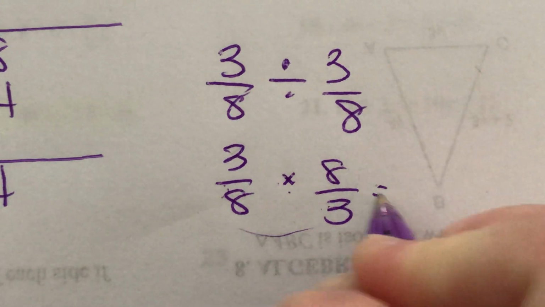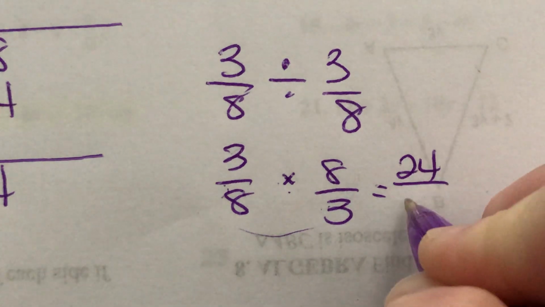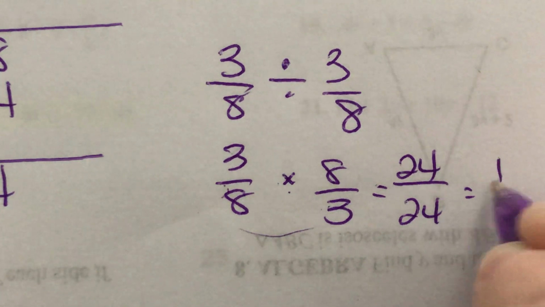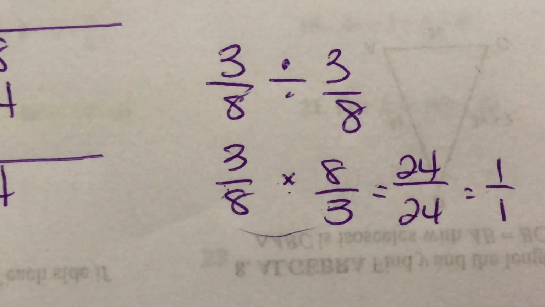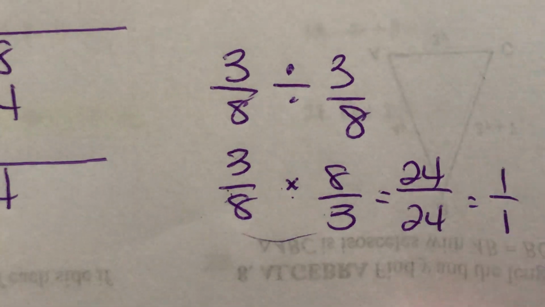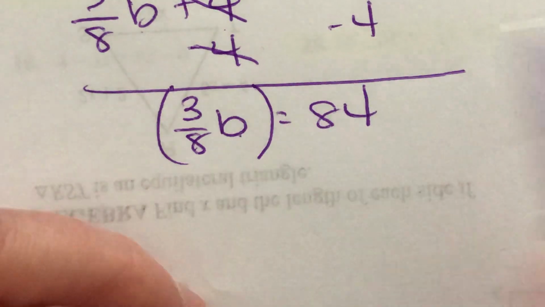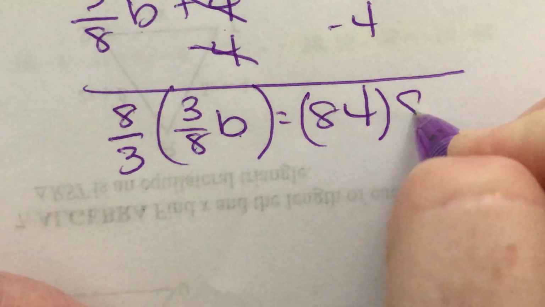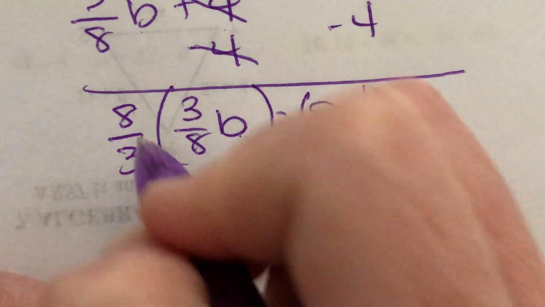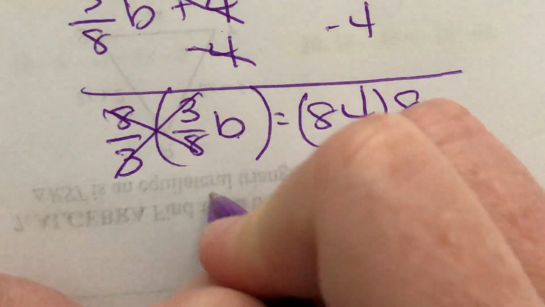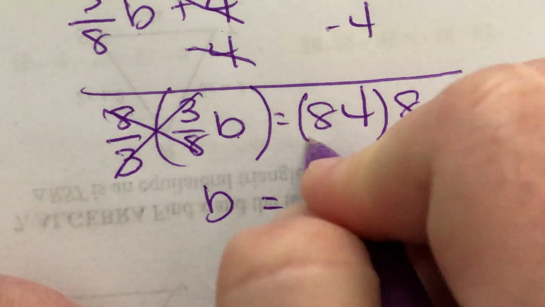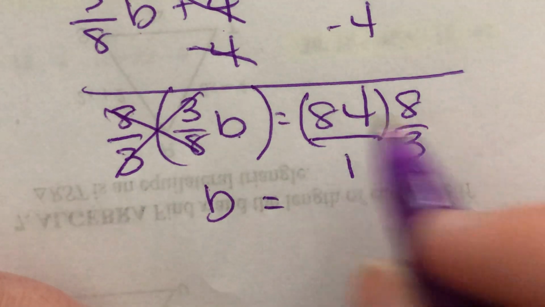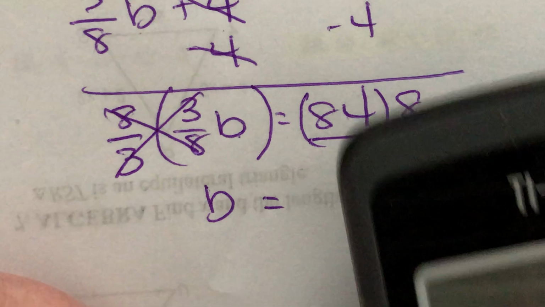And then once we do that, every single time we multiply by the reciprocal, we end up getting just 1 over 1, or just 1, right? Just cancels out to 1. And since we're multiplying, if it cancels out to 1, we're just left with b, right? So we're going to multiply by the reciprocal. And so I have to do the same thing over here. These cancel. So I'm left with b equals, and then I'm going to multiply these. 84 times 8, I'm going to use my calculator.